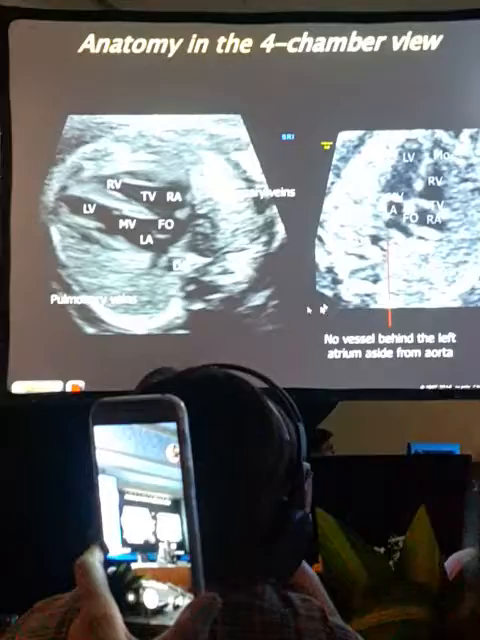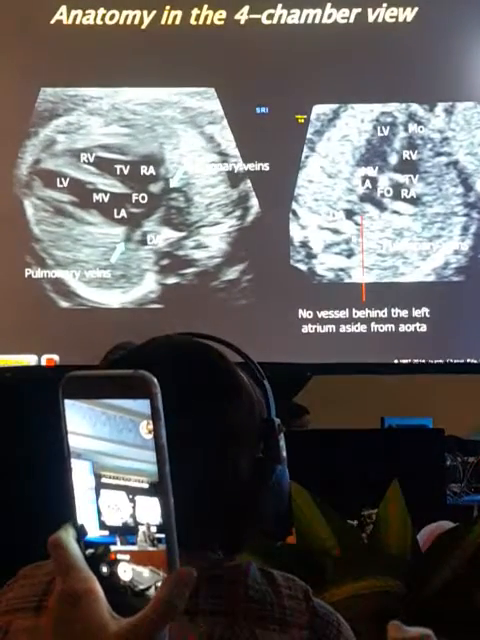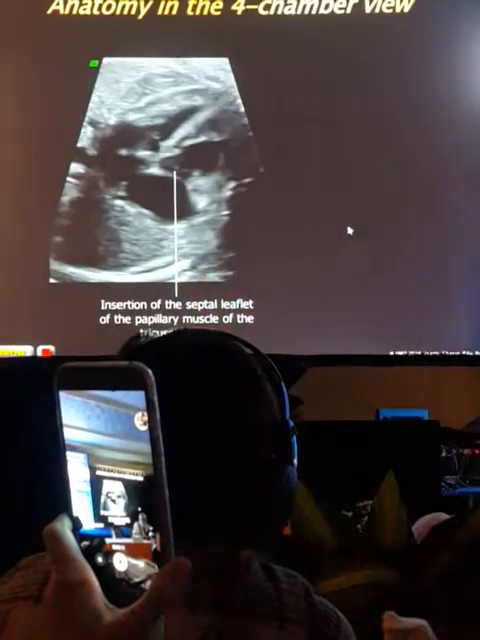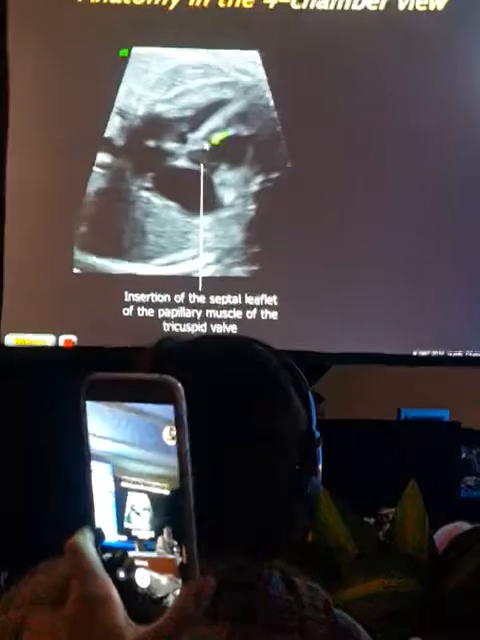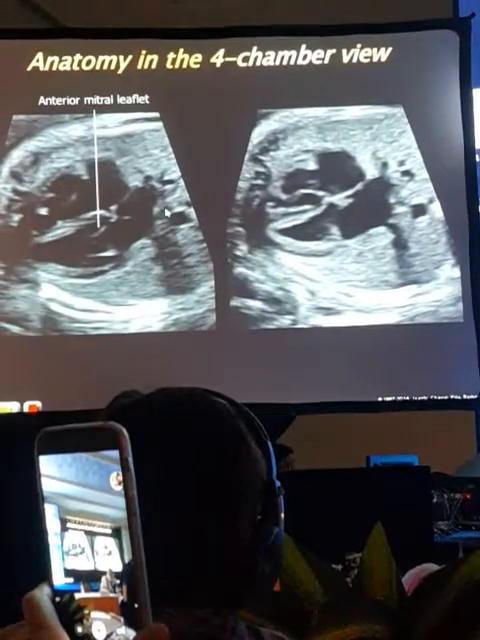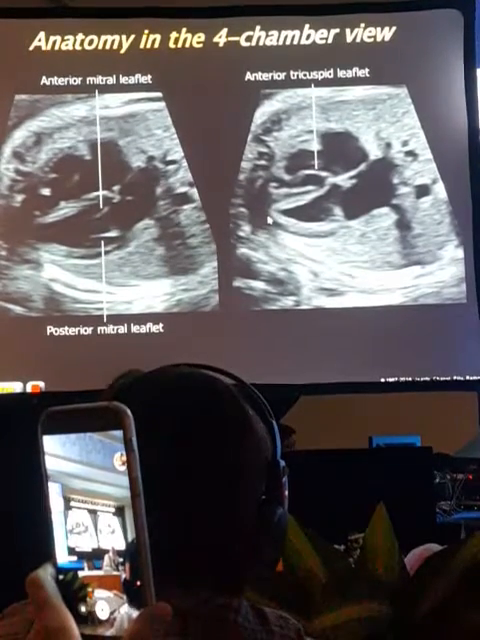So a little anatomy, we'll just keep it below this here because I want to spend some time on some more complicated things. Here we have the septal leaflet, easy to recognize. Anterior leaflet and mitral valve. Let's keep that.